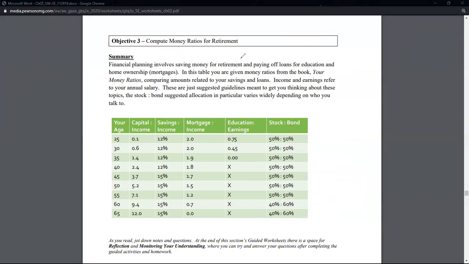Financial planning involves saving money for retirement and paying off loans for education and home ownership, which are your home loans called mortgages. In this table, you are given money ratios from your book, Your Money Ratios, comparing amounts related to your savings and loans. Income and earnings refer to your annual salary. These are suggested guidelines meant to get you thinking about topics. The stock to bond suggested allocation in particular varies widely depending on who you talk to.